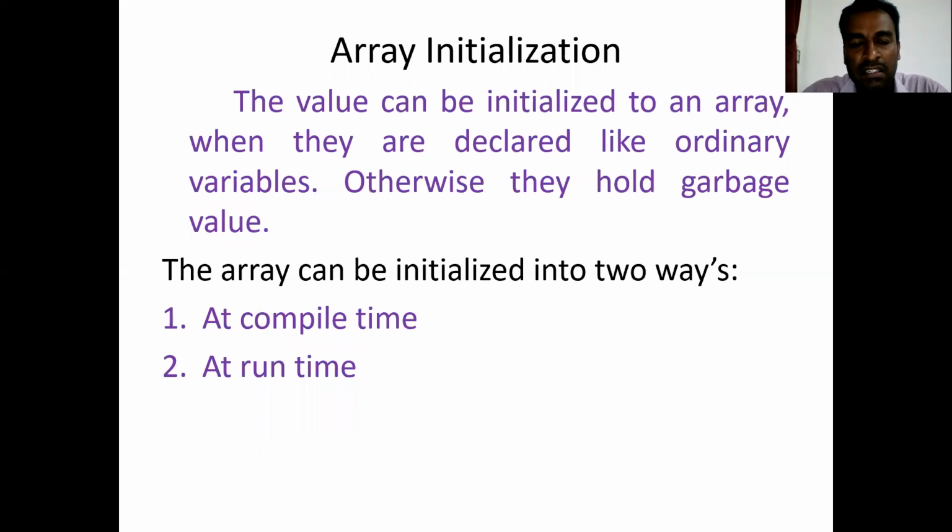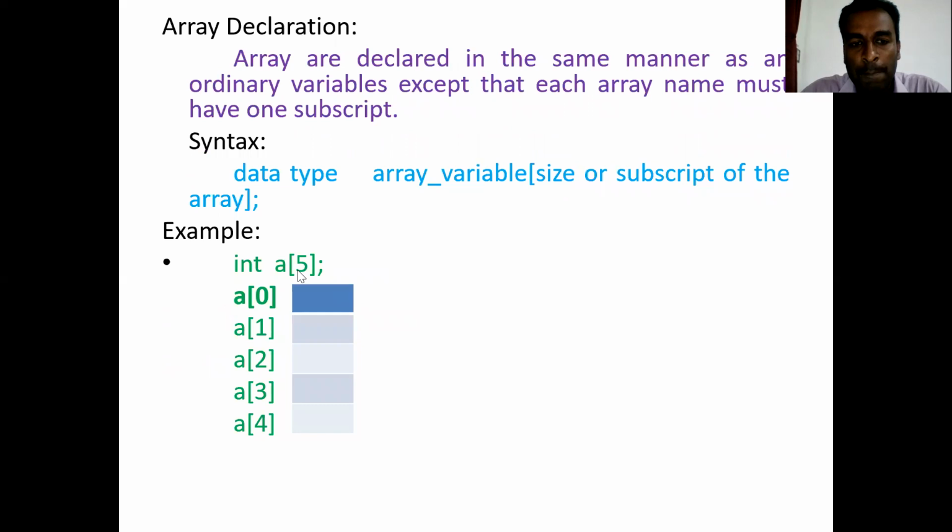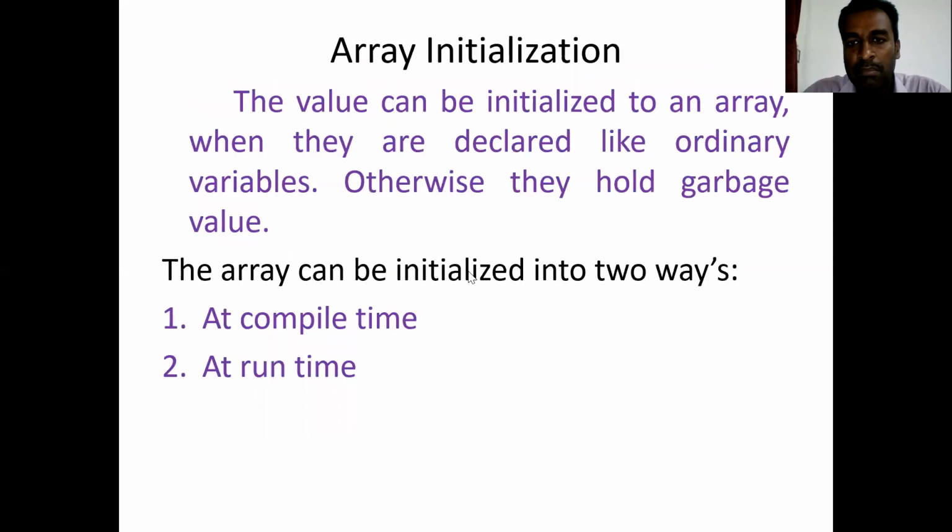Next one, array initialization. How to initialize an array? The value can be initialized to an array and they are declared as ordinary variables, otherwise they hold garbage value. In this previous example, with A of 5, I gave only 3 elements: A of 0, A of 1, A of 2. The remaining A of 3 and A of 4 take garbage values because there is no element for A of 3 and A of 4. That is called a garbage value.